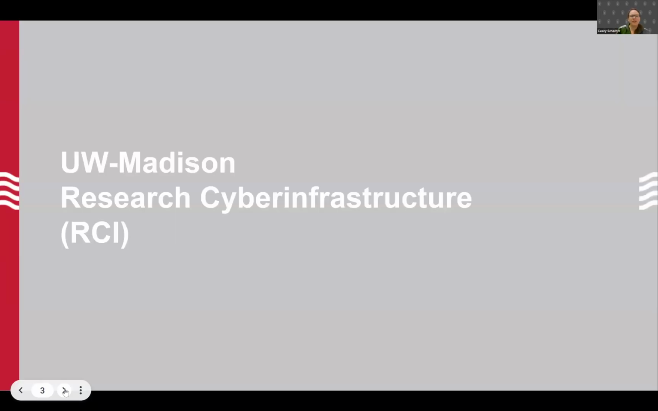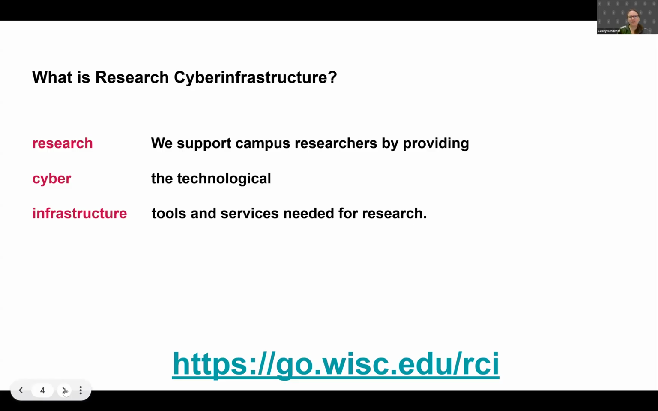To start off with a brief explanation of what the research cyber infrastructure is, because I'm guessing a lot of people aren't familiar with it. When I first started my position as research storage lead for the research cyber infrastructure, I was still not super certain about what the name actually meant. Like what did this unit encompass? What did it do? And so this is how I broke it down in my head. So the research part, we support campus researchers. The cyber part is that we support them through technology. And then specifically, the infrastructure part relates to the tools and the services that they need for their research. So we support campus researchers by providing the technology to support their research.